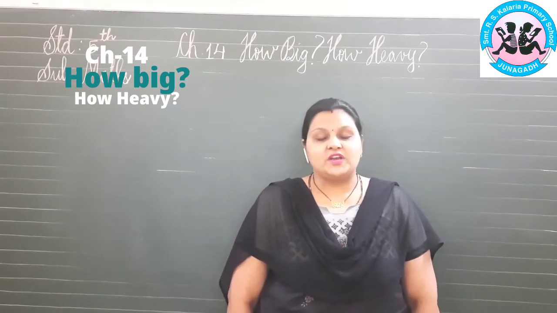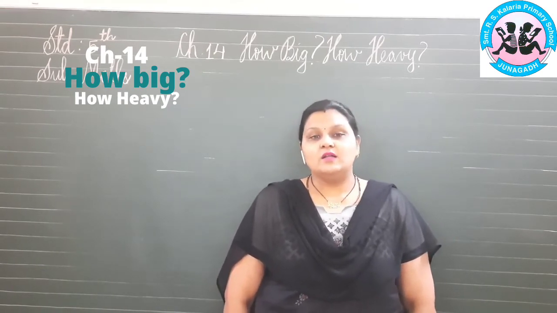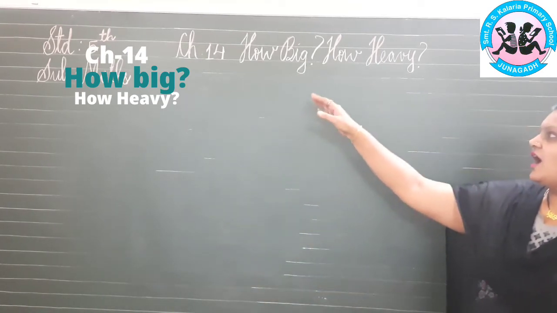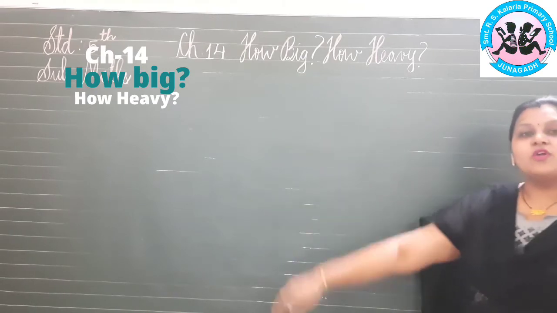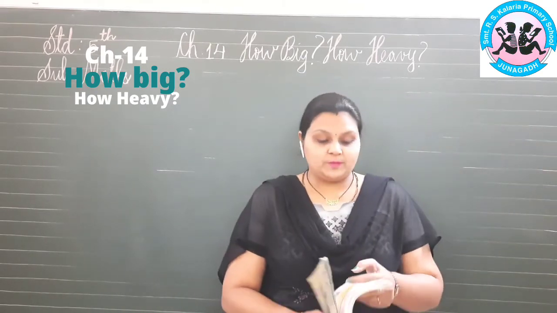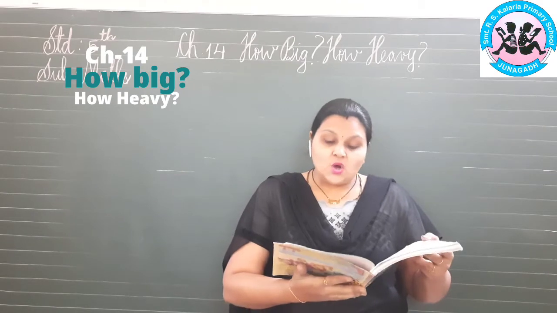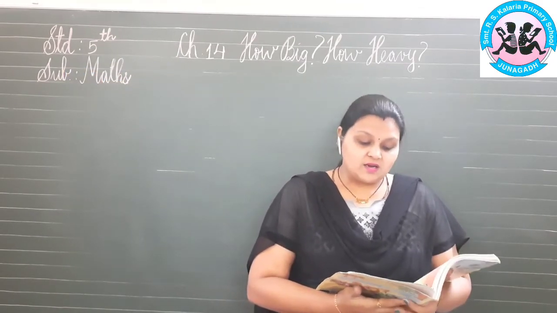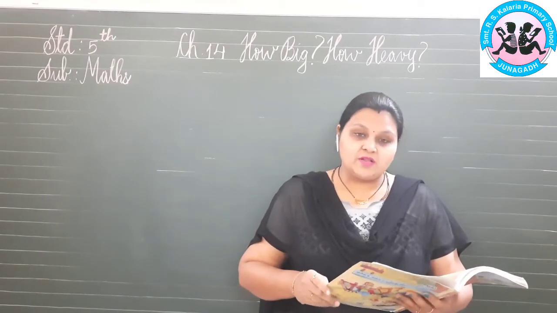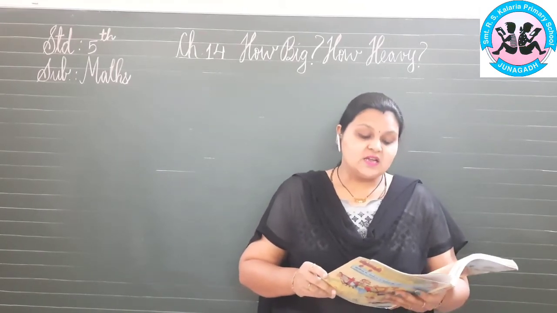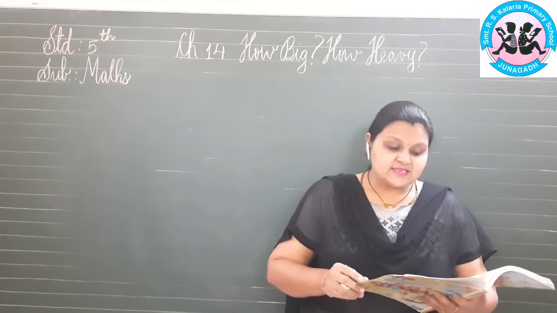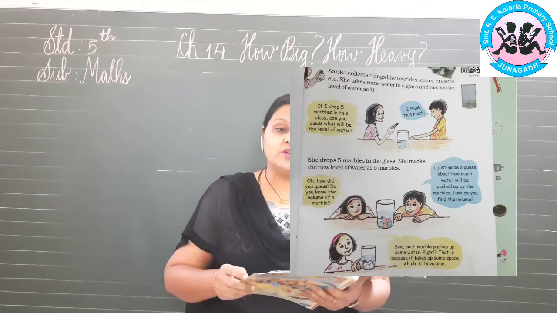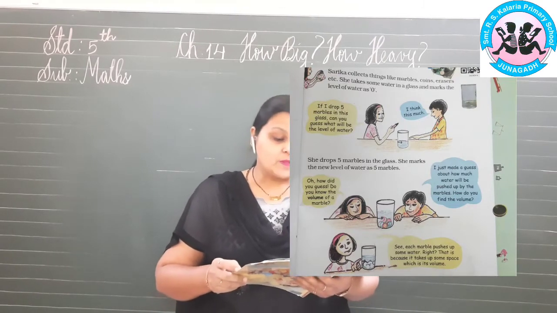Welcome to the YouTube channel. Today we will learn Maths of Standard 5, chapter number 14, How Big, How Heavy, from Math Magic. Now it is on page number 187. Sarika collects things like marbles, coins, erasers, etc. She takes some water in a glass and marks the level of water as 0.